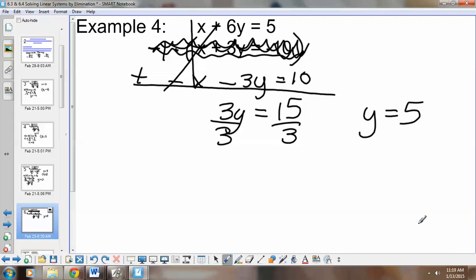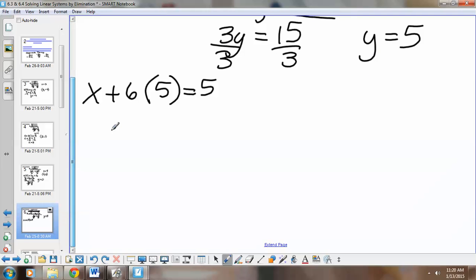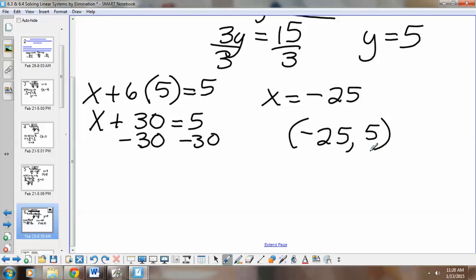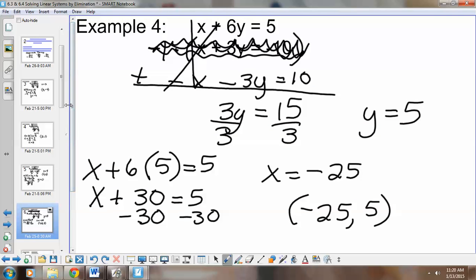Now we need to find x. So we need to substitute back in. I'm going to use the top equation. We know what y is. Y is 5. So let's substitute back in, just like we did using substitution. Six times 5 is 30. Subtract 30. X equals negative 25. So we have negative 25, comma, 5. So just to recap here, this problem was a little bit different because we didn't have opposite terms. We had to make them opposite terms.